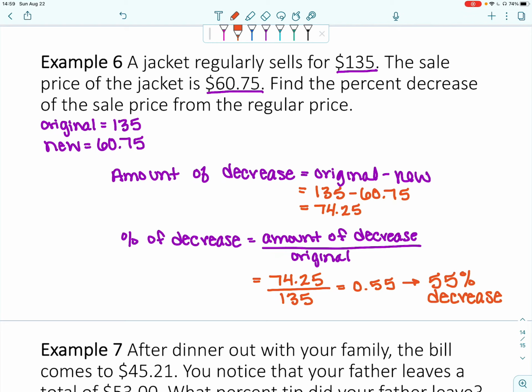So there's one example of how to do this. And the key is identifying which of these prices was the original and which one was the new. Because if you flip those and you get them backwards, then your division at the end is going to be wrong.